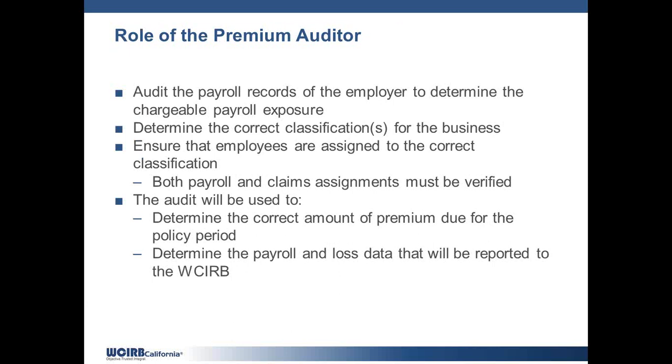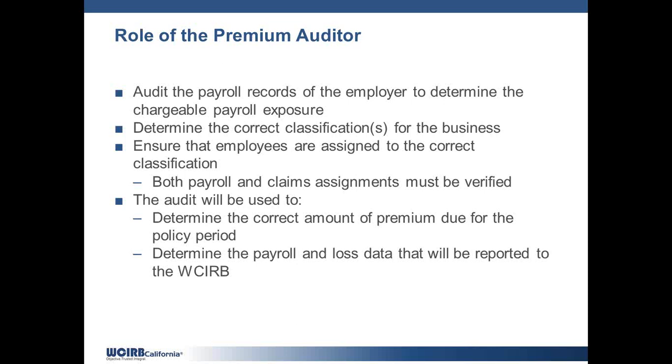Shortly after the policy expires, the actual exposure during the policy period will be determined by an audit. The auditor may be an employee of the insurer or may be an independent auditor. The auditor will audit the employer's payroll records to determine the chargeable payroll exposure during the audit period. There are numerous adjustments to the payroll amount that may be made based on applicable provisions of the USRP. The auditor will also ensure that the classifications assigned to the business are correct and that individual employees and departments are correctly classified. This may require observing or inspecting the actual locations where employees work.